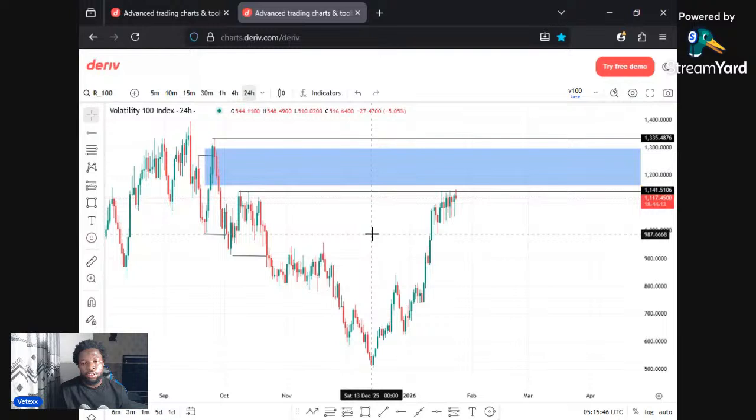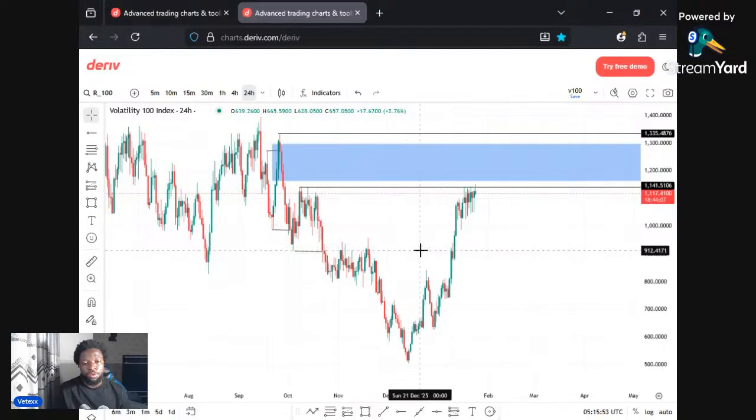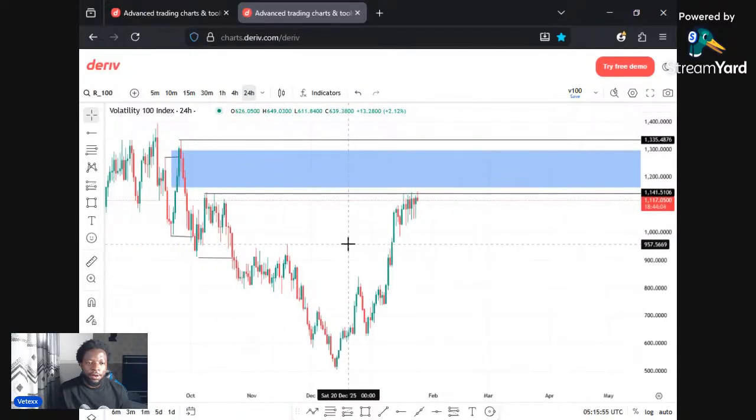Okay, so you can see price just wicked out, but we want price to get into the zone more. Remember, this is our 24-hour time frame. The 24-hour time frame and weekly time frame we basically use as our directional bias. Those time frames give us our direction, where price is coming from, where it's going to.